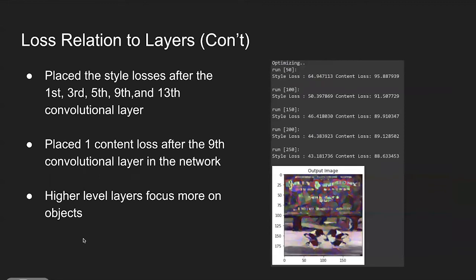So the next thing that we tried was placement after the 1st, the 3rd, the 5th, the 9th, and the 13th convolutional layer. And we placed our content loss after the 9th convolutional layer in the network. And we can see now that this output image is a lot more focused on these objects, like the text and the other objects at the bottom, and how they're styled in a different font in a different way. This is because these higher level layers are focusing more on these objects and how they're tweaking them. So that's why we're getting more emphasis on the text.